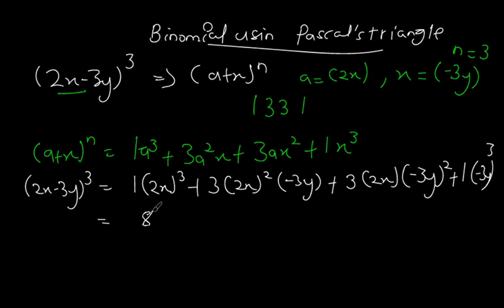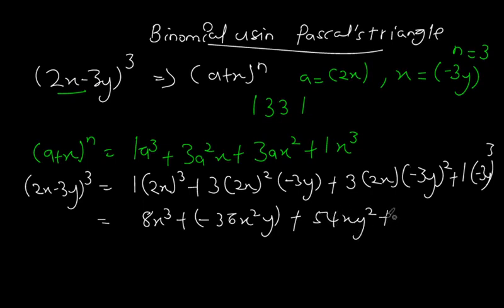8s cube. Plus 2 squared times 3 times negative 3 will give us negative 36s squared. The s squared is from here, then we have the y, which is from here. Then plus 3 times 2 times negative 3 squared will give us positive 54xy squared. Then plus negative 3 cubed will give us negative 27, negative 27y cubed.